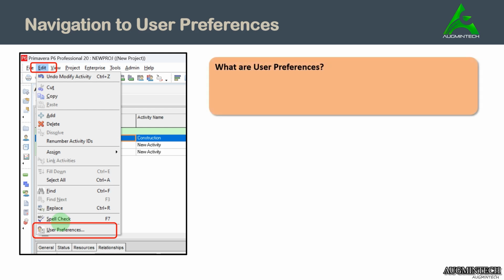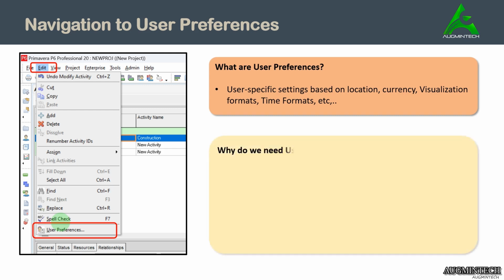What are user preferences in the first place? User preferences are user specific settings based on the location, currency, the visualization formats the user wants, and the time formats, etc. So all these things, how you prefer the Primavera tool to be visible to you so that you can work more efficiently or more comfortably on it. To set up those settings, these user preferences are used.